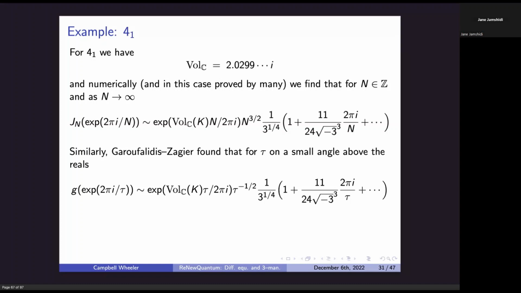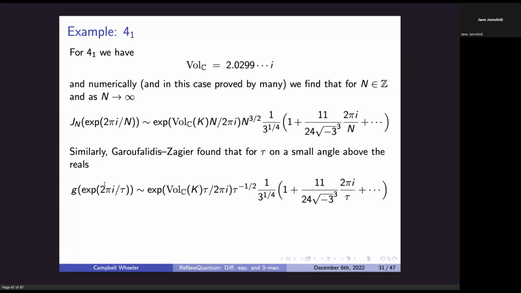And then the remarkable observation of Garoufalidis and Zagier when they discovered this series and realized it was related to 4_1, because it came from somewhere completely different. But they realized that if they took the asymptotics of this q-series as they send, now tau is in the upper half plane. And so this is now exponential of 2 pi r divided by tau. Sorry, it's maybe in the lower half plane.